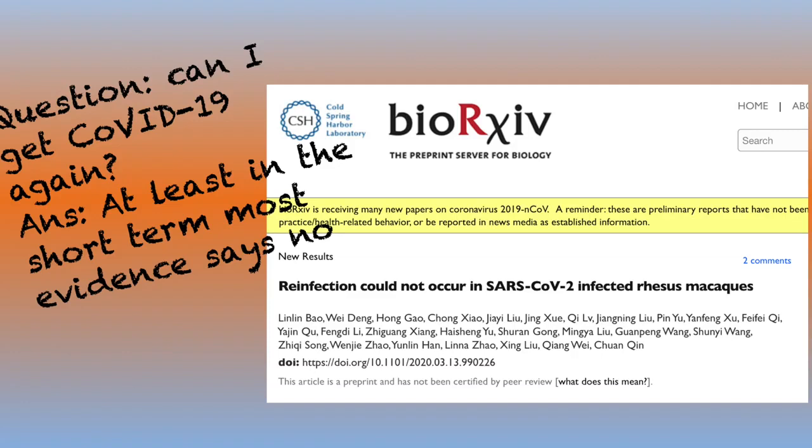But I got this paper from one of my colleagues, and this paper is about reinfection. And this was an actual study done in rhesus monkeys, and it does not seem to be possible that this virus gets reinfected into the same individual. Now, in the short term, that may be very different in the long term, but that is not something we're going to talk about today. We can get to that later. Also, the evidence that we have coming out of places like China, where they have the best amount of data available, seem to indicate that that is not the case.